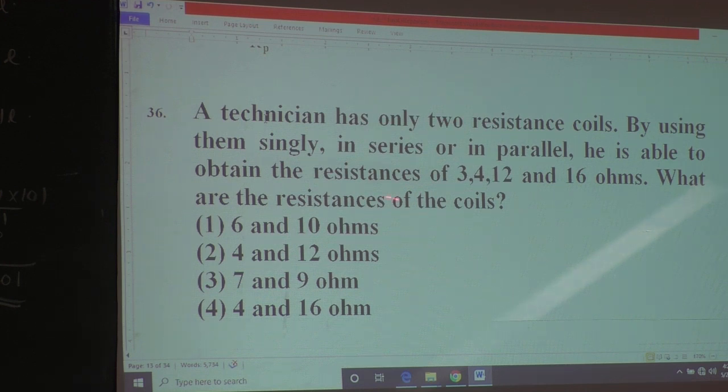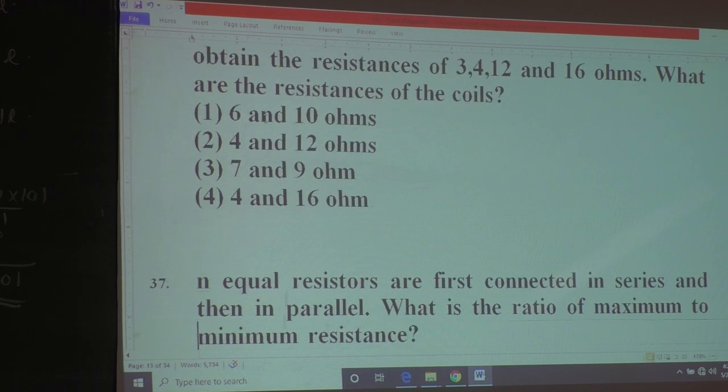You can do that, because the most and the least should be: most is one series, least is one parallel. So 3 parallel, 16 series. The remaining 2 should be the resistors. So the option is the second one. Easy question. Okay, we will move on.